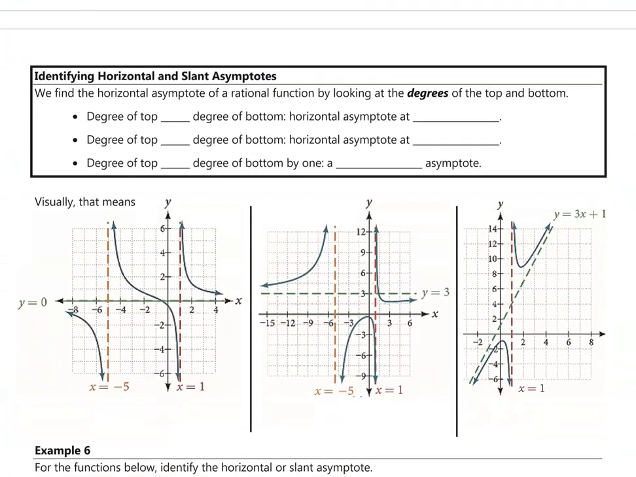Next page. Identifying horizontal and slant asymptotes. So take note of all this. We find the horizontal asymptote of a rational function by looking at the degrees of the top and the bottom. Okay, so if the degree of the top is less than the degree of the bottom, the horizontal asymptote is at y equals 0. Okay, if the degree of the top is equal to the degree of the bottom, the horizontal asymptote is at the ratio of the coefficients.